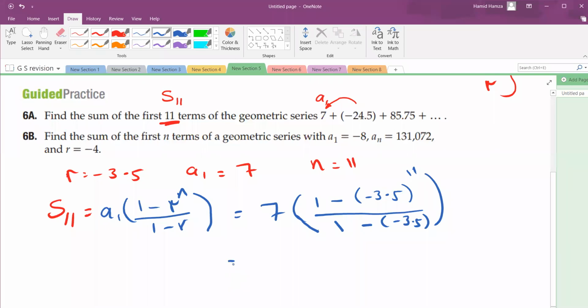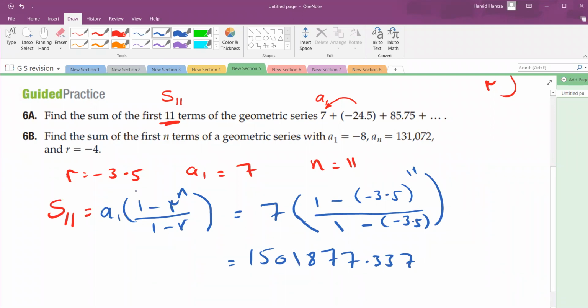150, 187, 7.337. So all of that. Okay, guys, is that done?